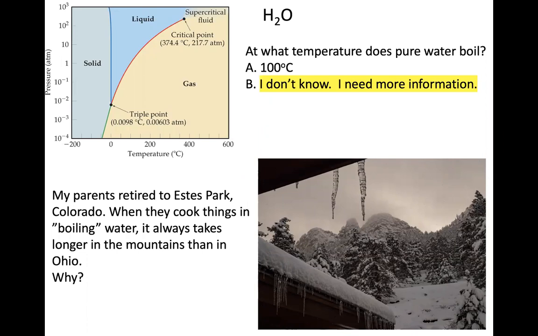Why does that happen? This is just the opposite of the pressure cooker. It's easier to boil the water at a higher altitude. We saw that you could boil it without even adding any heat if you had your vacuum pump. In their case, the water boils at a lower temperature. It's not as hot. So when they're cooking their pasta, it takes longer. When they're cooking anything in boiling water, it takes longer there.